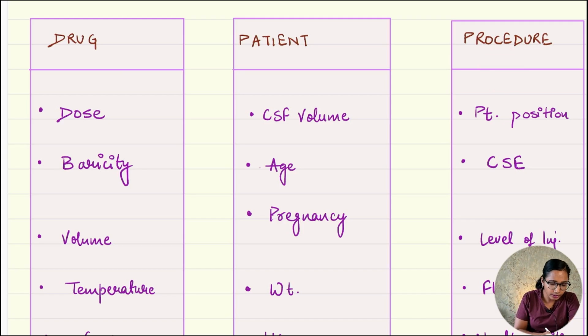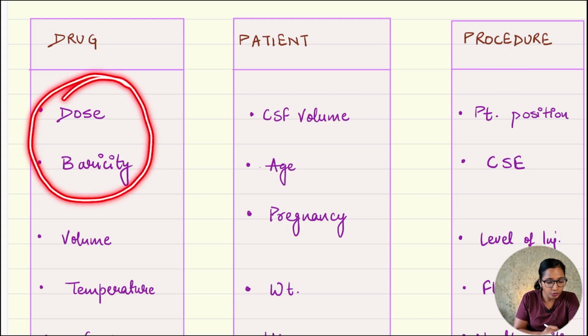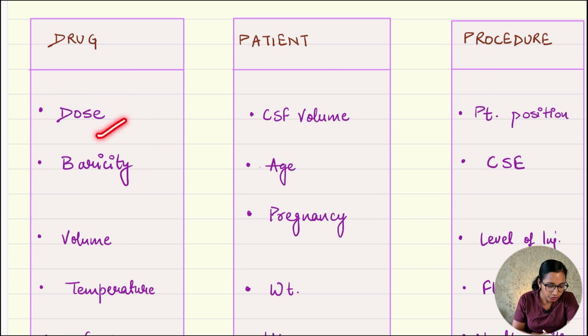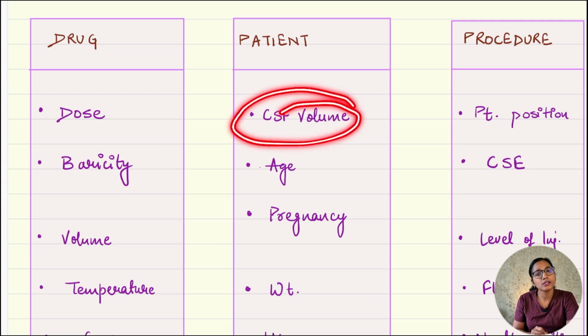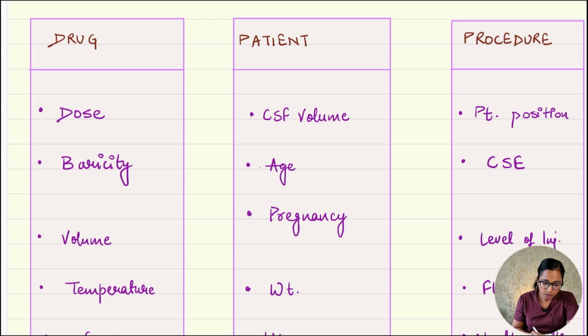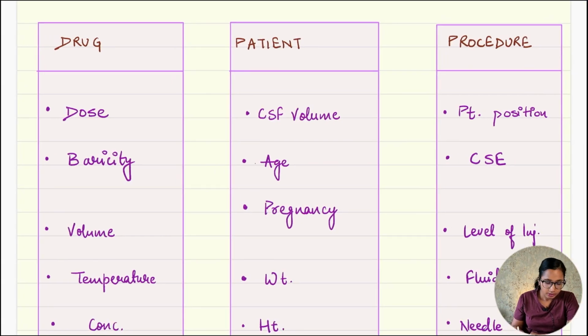In drug, the more important factors are the dose of the drug we are giving and the baricity of the drug we are choosing. In the patient, the more important factors are the CSF volume of the patient, the age of the patient, and whether the patient is pregnant or not. In procedure, the more important factors are patient position and whether we are using combined spinal epidural.